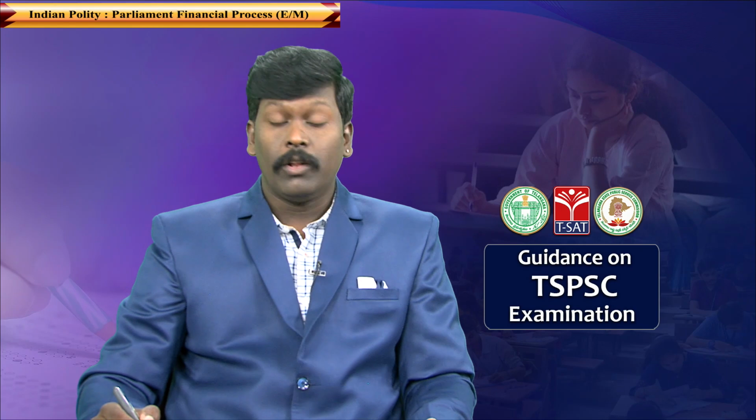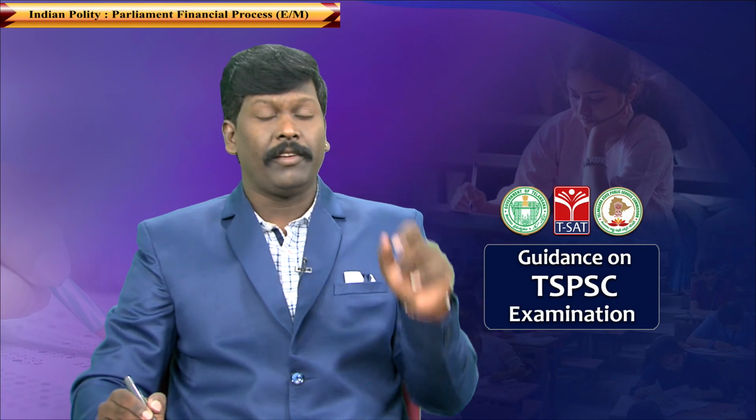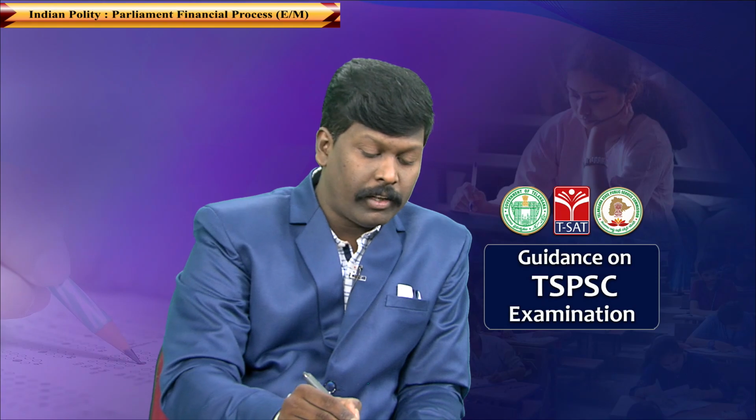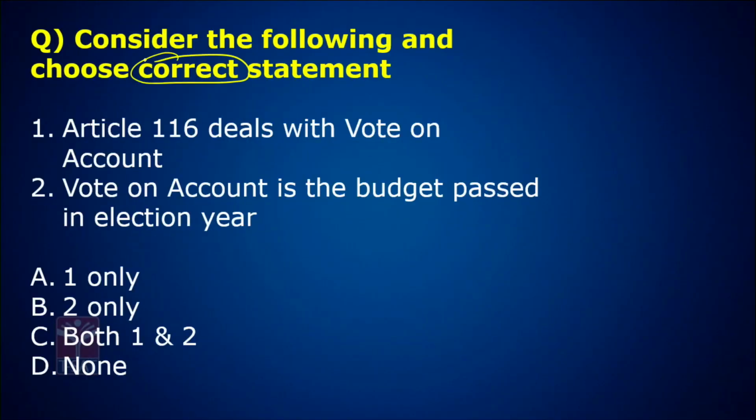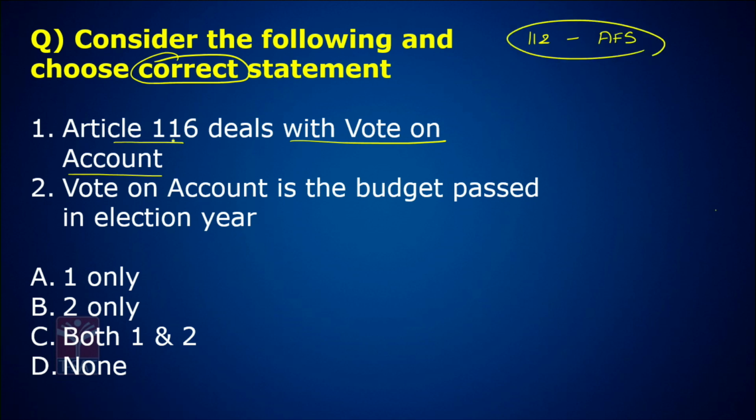Look at this question. Consider the following and choose the correct statement. Article 116 deals with vote on account. We already know Article 112 is annual financial statement. Now here my question is, Article 116 deals with vote on account. Vote on account is the budget passed in the election year.